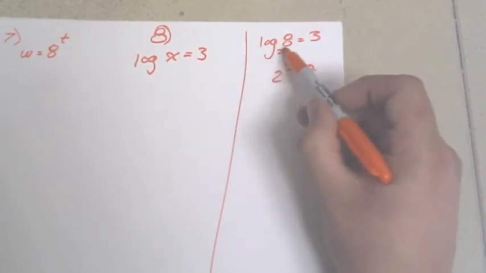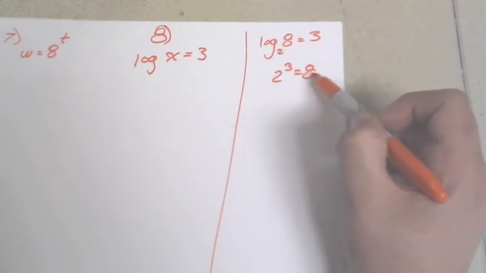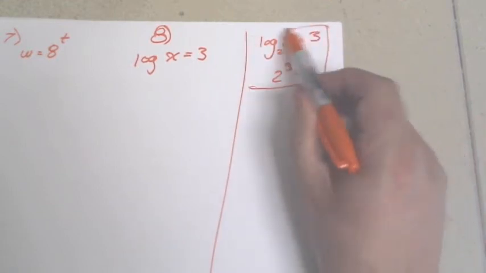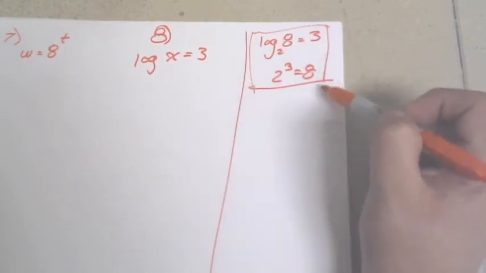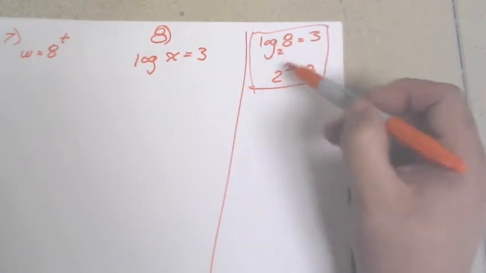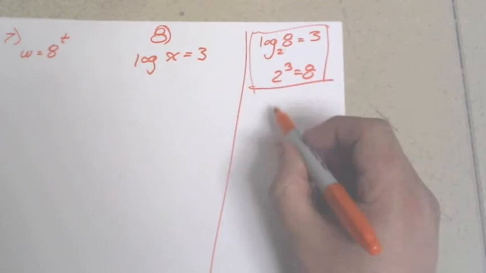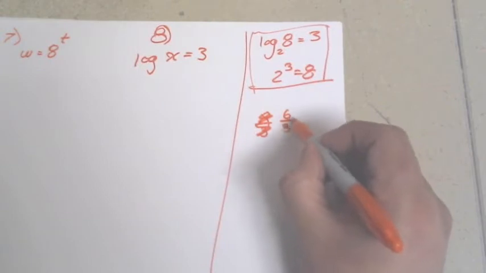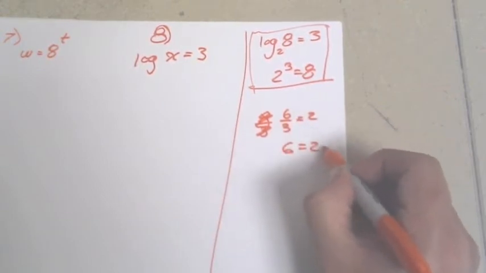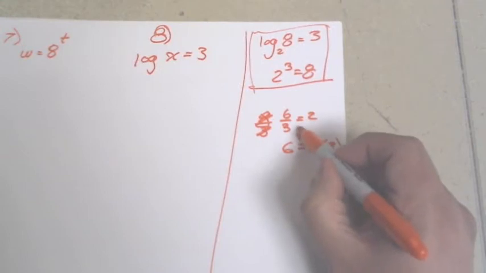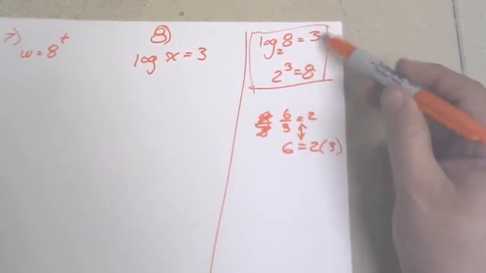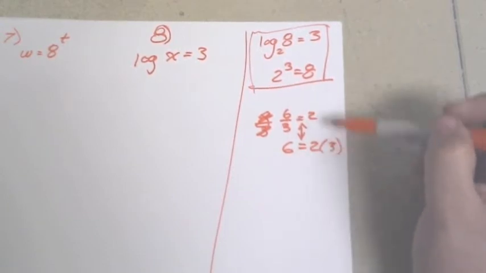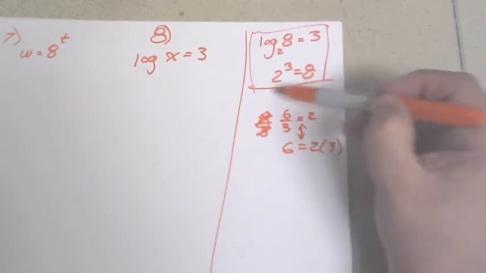Again, logs ask the question, what power on 2 makes an 8? Well, 2 to the 3rd makes an 8, so the logarithm must give us a 3. This is a nice pairing to remember. If you can remember these 2 sets of equations, you can remember your relationship between logarithms and exponents. It's the same thing as saying x divided by 3 equals 2 because 6 equals 2 times 3. This is true because this is true. The division is defined based on the multiplication. The logarithm is defined based on the exponential.